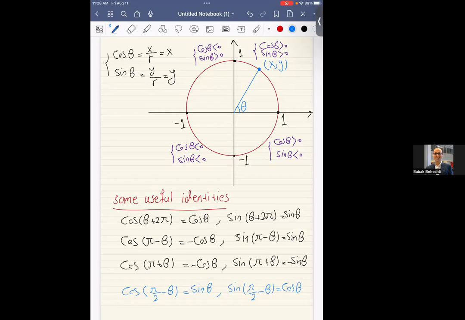For example, if theta is pi over 3, then you get cosine of pi over 6 is sine of pi over 3, and sine of pi over 6 equal to cosine of pi over 3.